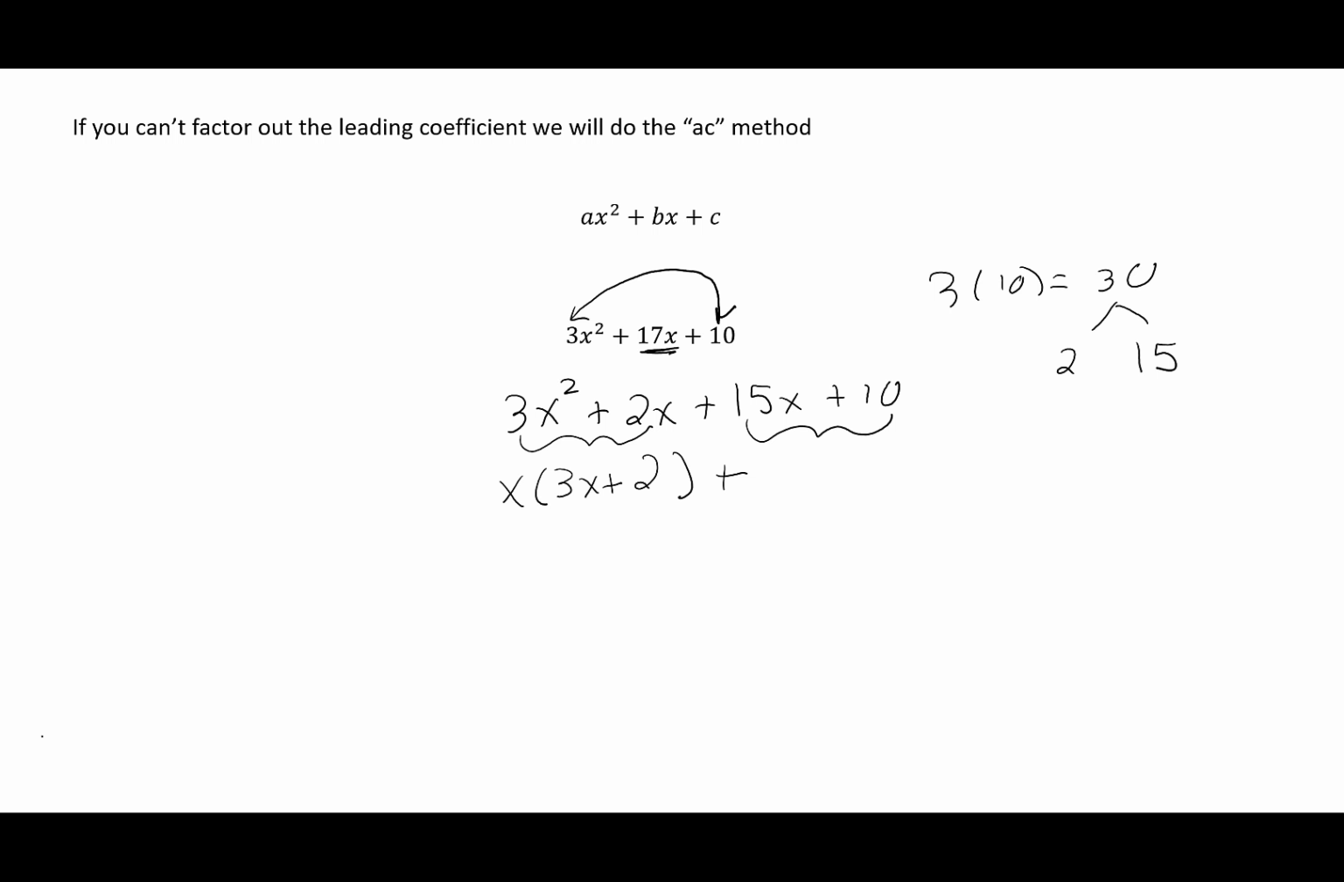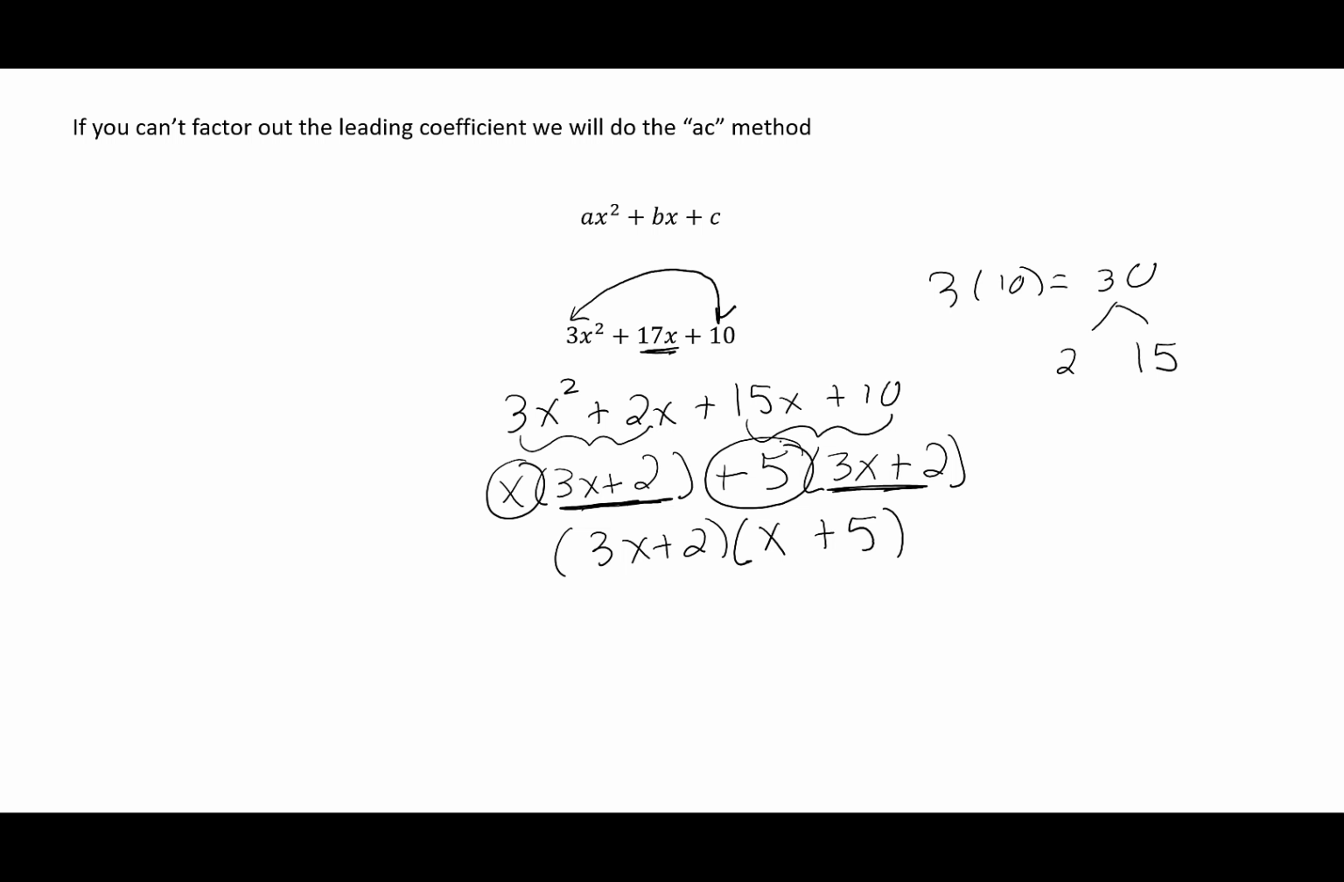So 15x and 10, that has a 5 in common. 5 goes into 15x 3x times. 5 goes into 10 2 times. It's not a coincidence that this expression, 3x plus 2, is the same in both of them. So now we're going to take out the 3x plus 2, and we're going to look at what's left. Well, we have an x left, and we have a 5 left. So you're going to put this x with this plus 5. Now I've factored my trinomial.